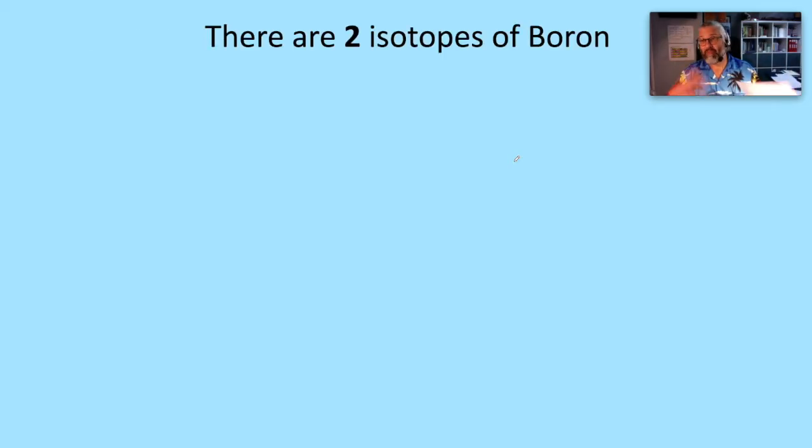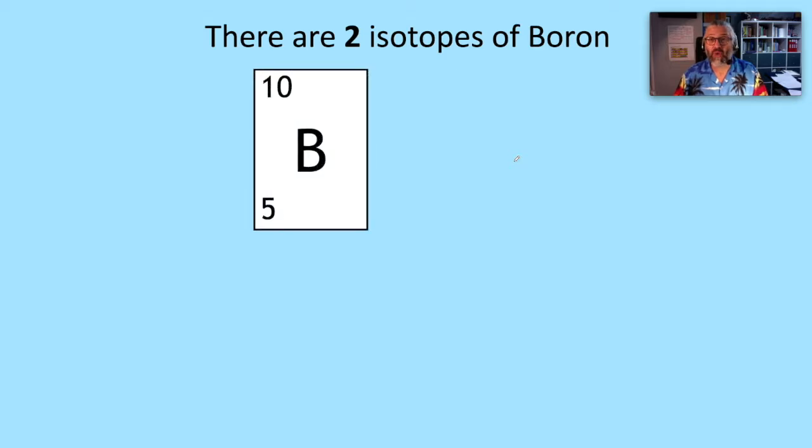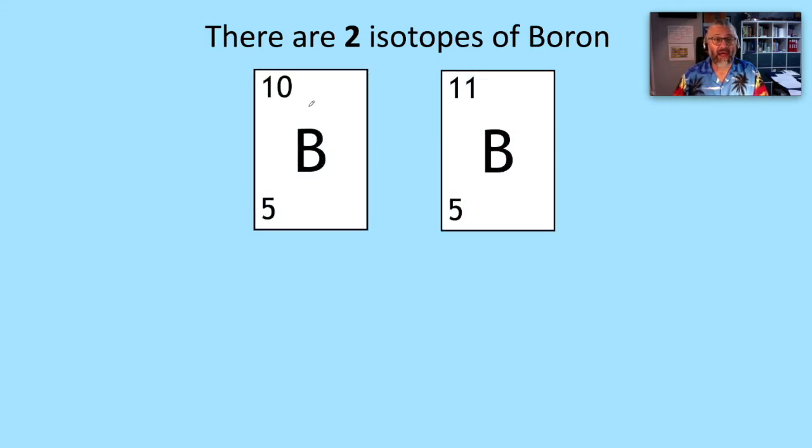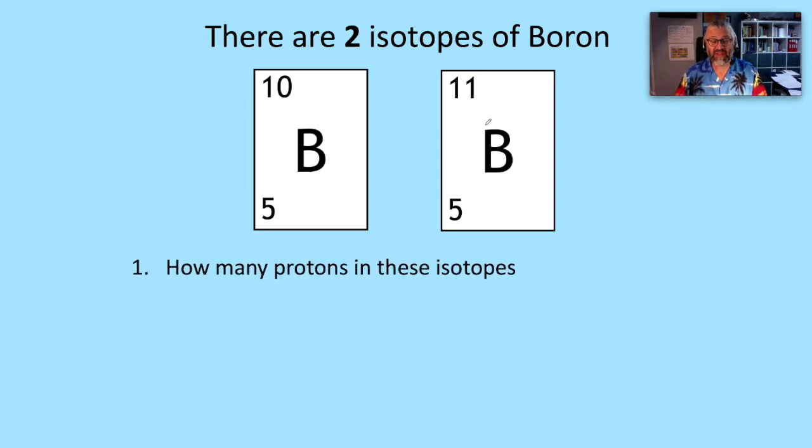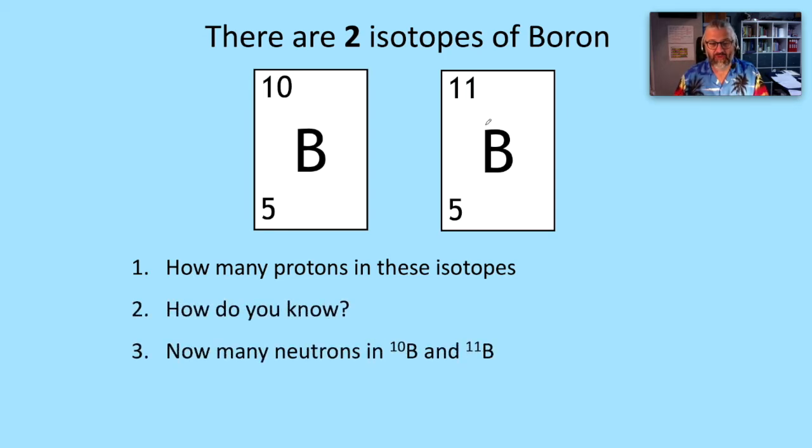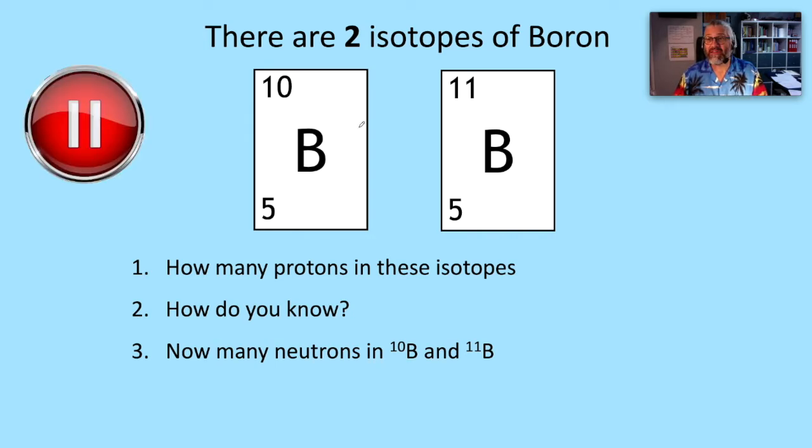Over to you now. What you are going to need is a bit of paper, and you can write out some answers to these questions as you go and pause the video while you do. Okay, there are 2 isotopes of boron, boron 10 and boron 11. Here are 3 questions. How many protons in these isotopes? How do you know the answer to that? And how many neutrons are there in boron 10 and boron 11? Click the pause button and write your answers down now.